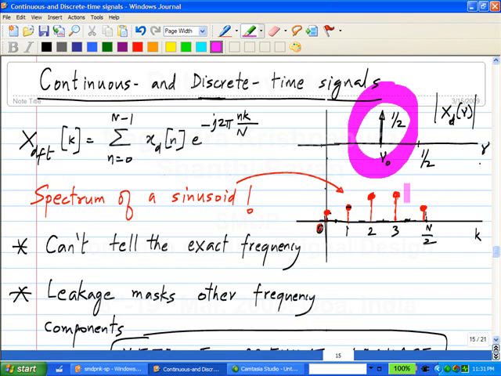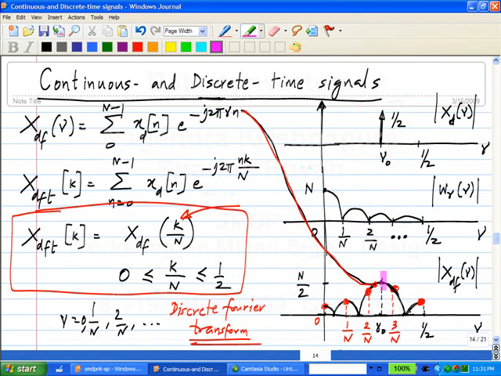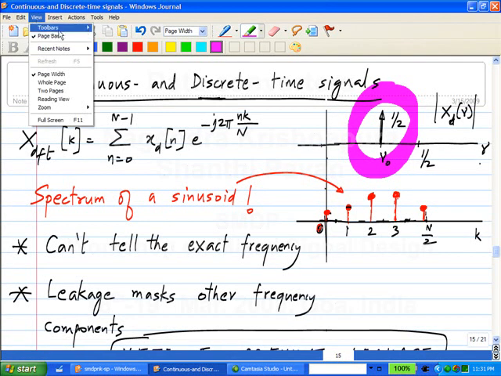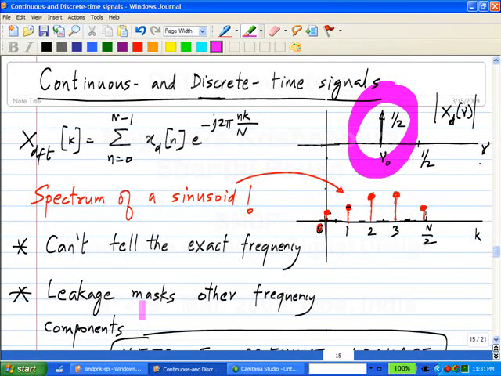The way I have chosen it, this peak happens to be between 2 by n and 3 by n. Because this is symmetric, the Taj Mahal or whatever the structure, the arch, these two will be equal. So, you certainly cannot say it is one sinusoid. In fact, more reasonably, perhaps you can say it is two sinusoids. So the leakage has masked other frequency components and you have to minimize leakage.